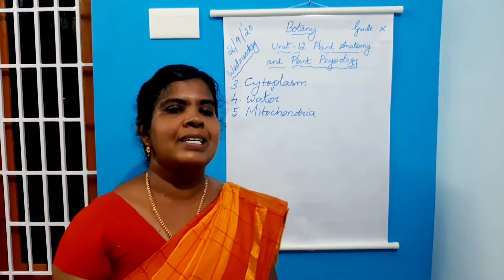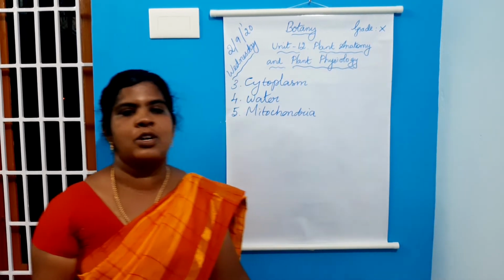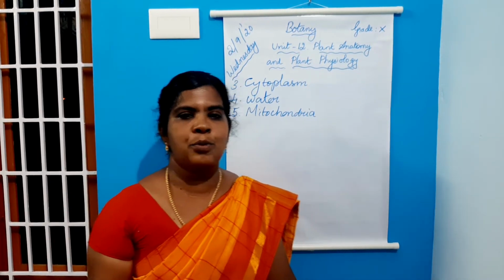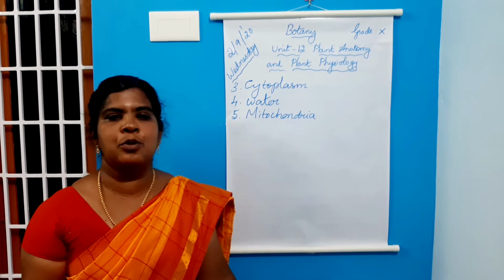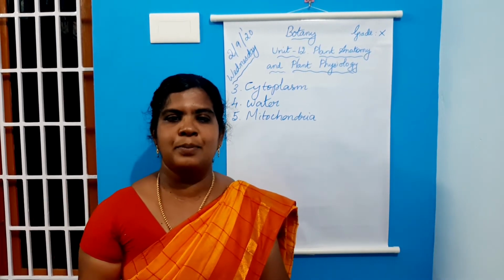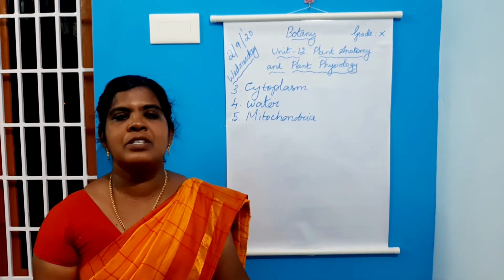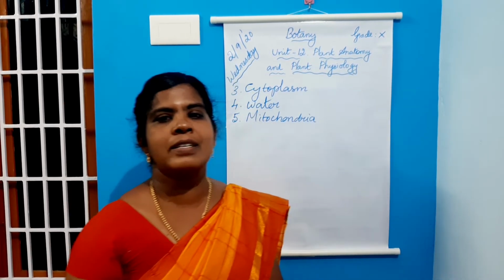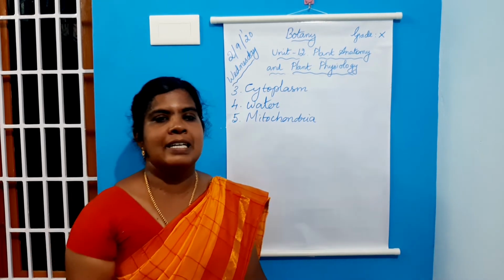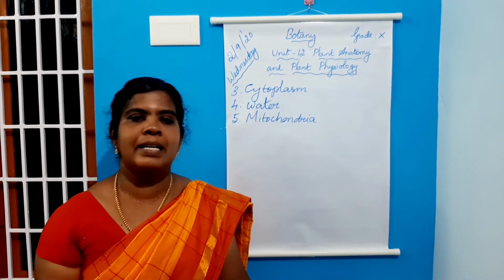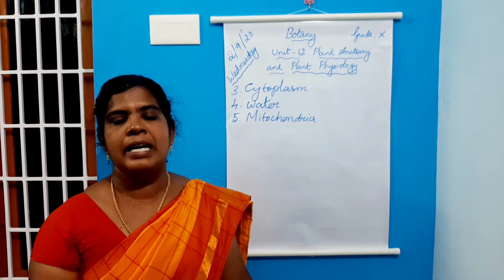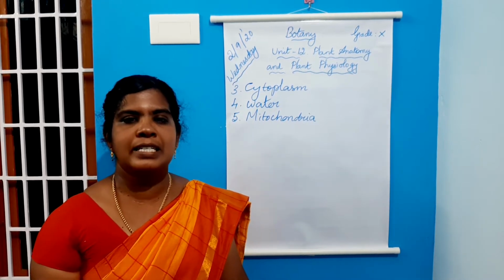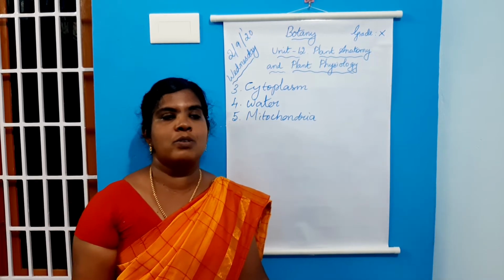There are two types of respiration that we learnt. What are the two types of respiration? Aerobic and anaerobic respiration. What do you mean by aerobic respiration? Aerobic respiration is a type of respiration where oxygen is taken in and carbon dioxide is given out, or it is nothing but oxidation of food that releases energy in the form of ATP. What do you mean by anaerobic respiration? Respiration that takes place in the absence of oxygen.